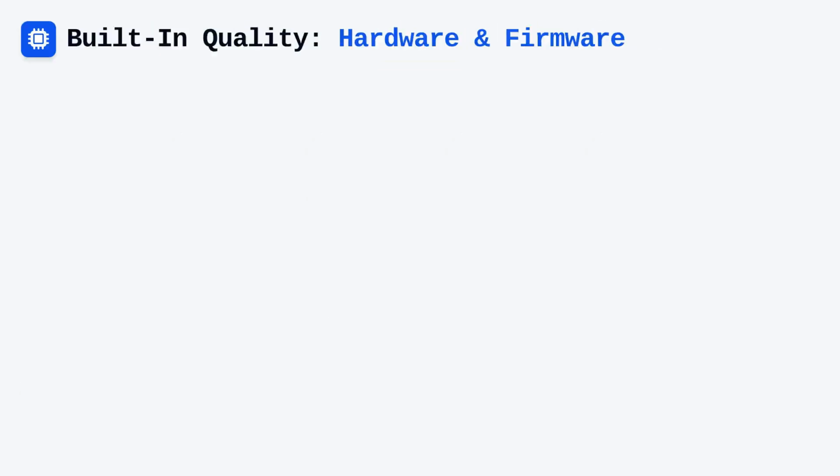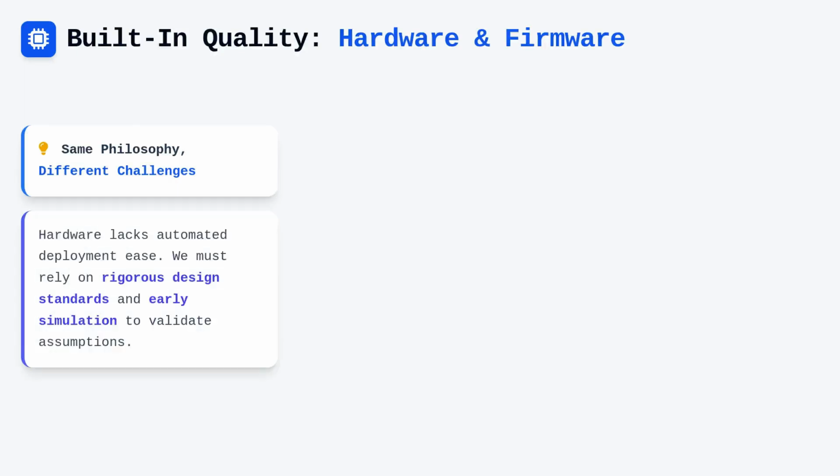When we transition these concepts from software to hardware or firmware environments, the challenge becomes more pronounced but no less vital. While hardware does not benefit from the same ease of automated deployment as software, the underlying philosophy of built-in quality remains identical. We must apply rigorous design quality standards and simulate physical components where possible to validate assumptions early in the development flow.